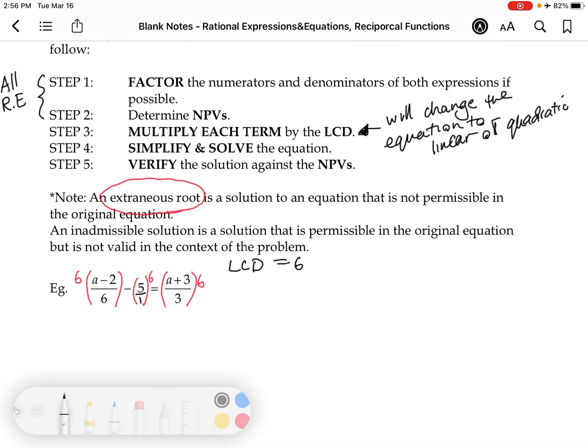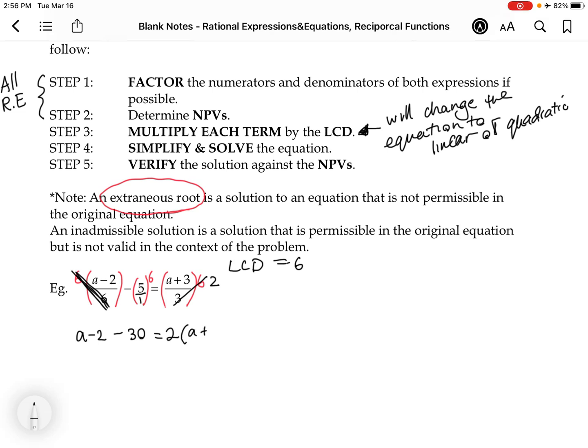Okay, and what happens is that my denominators will cancel. So here, these completely cancel. And what I'm left with is a minus 2. Here, the 1 doesn't cancel with the 6. So I just have minus 5 times 6, which is 30. And here, 6 over 3 is the same as 2 over 1. So that cancels to a 2. So I have 2 times a plus 3.